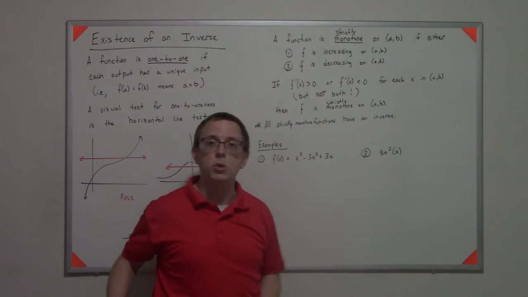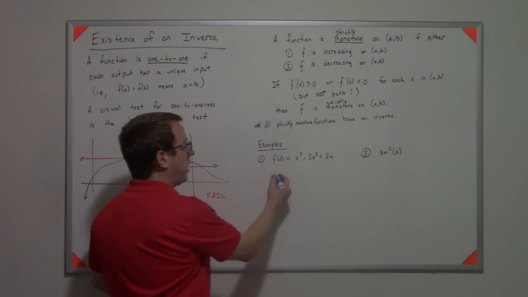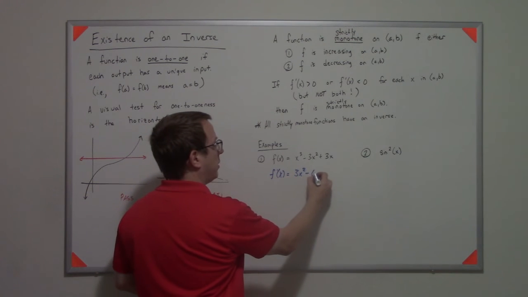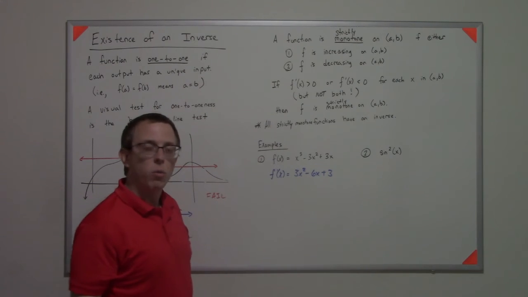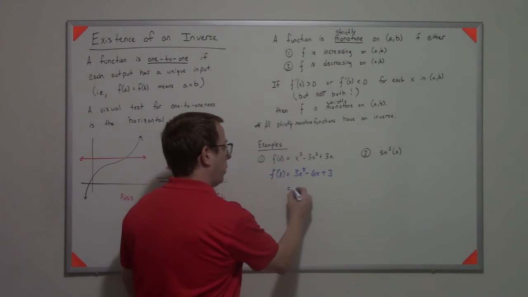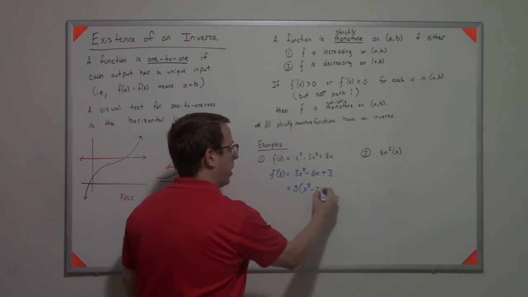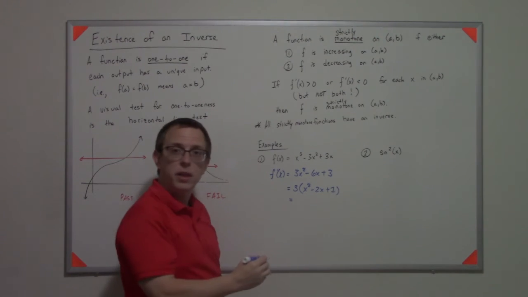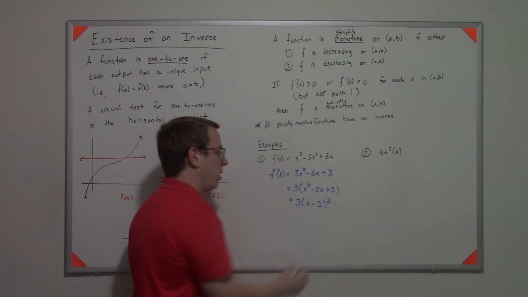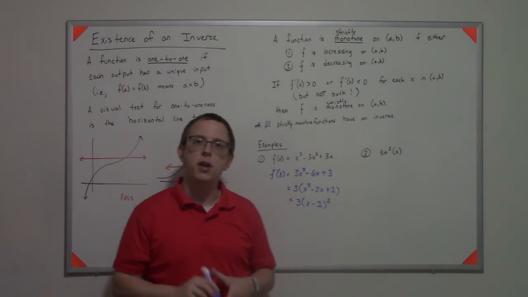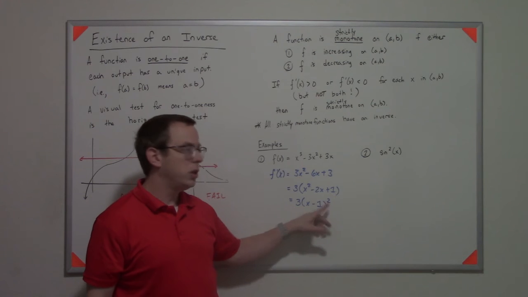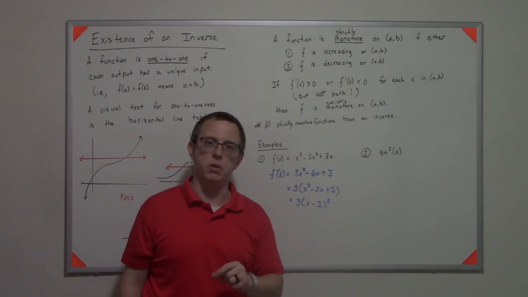So let's take a look at two examples here. If I take the derivative of this function, I get 3x squared minus 6x plus 3, at which point I can factor out a 3. I get 3 times (x squared minus 2x plus 1), which I can then rewrite as 3 times (x minus 1) squared. So what I notice here is that no matter what I plug in for x, this derivative is always positive or 0.